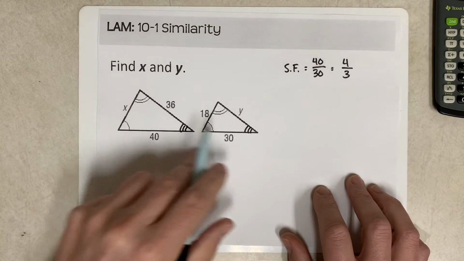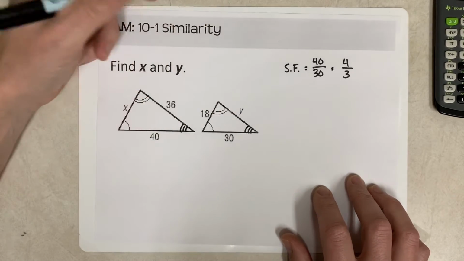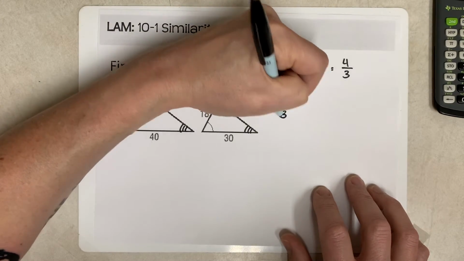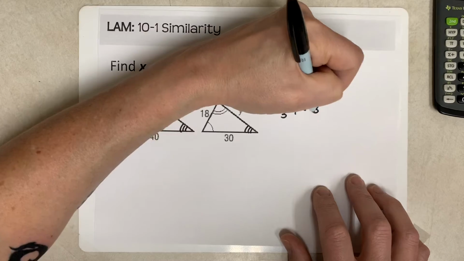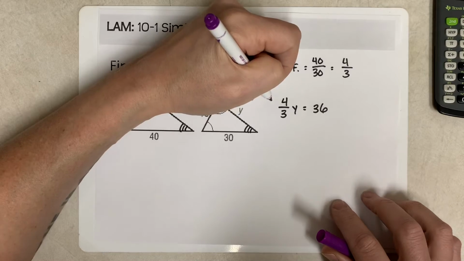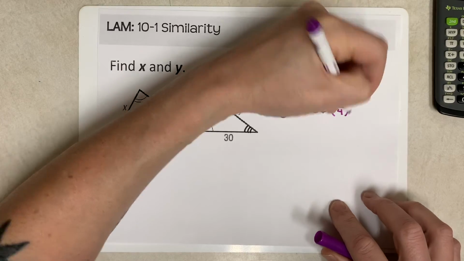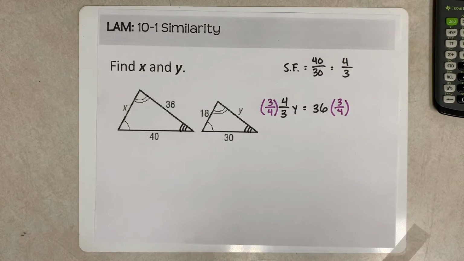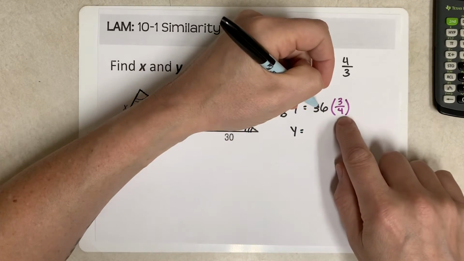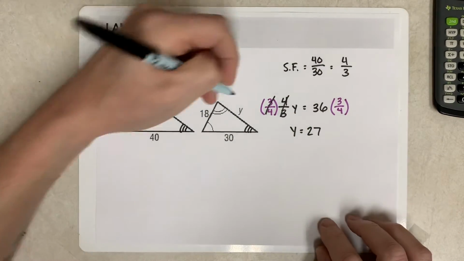So if I want to go from the small triangle to the big one, I have to multiply by 4/3. So y times 4/3 should give me 36. So 4/3 times y is equal to 36. So let's go ahead and multiply by 3/4 to get rid of it. All right. So these two cancel. Y is equal to 36 divided by 4 is 9, and 9 times 3 is 27. So we got y is 27. So that is good.